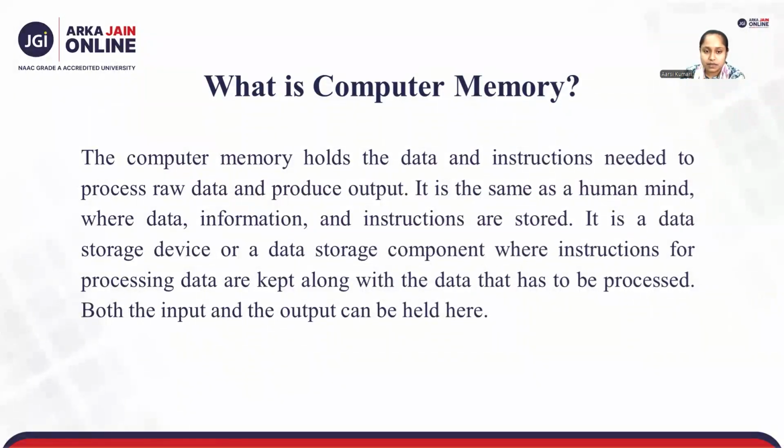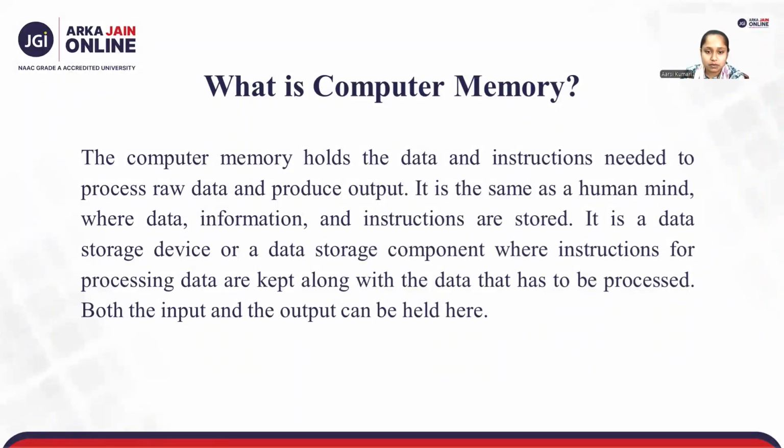What is memory? A computer memory holds the data and instructions needed to process raw data and produce output. It is the same as the human mind, where data, information, and instructions are stored. It is a data storage device or a data storage component where instructions for processing data are kept along with the data that has to be processed. Both the input and the output can be held here.